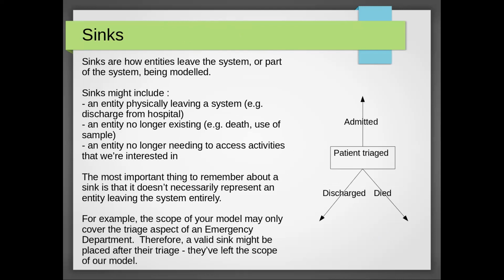Okay, so let's come on to sinks, our exit points of the model. As we said, sinks are the way in which your entities leave the system, or rather the part of the system that you are modeling. That might be where your entity is physically leaving the system, i.e. a discharge from hospital, something like that. But as I said, it doesn't necessarily have to be, and usually it won't be. So it might be that the entity is no longer existing because they've died, or if it's a test sample, the sample has been used. Or it might be, and this is the most common, the entity is no longer needed to be modeled because it no longer needs access to the activities that we're capturing in our model.